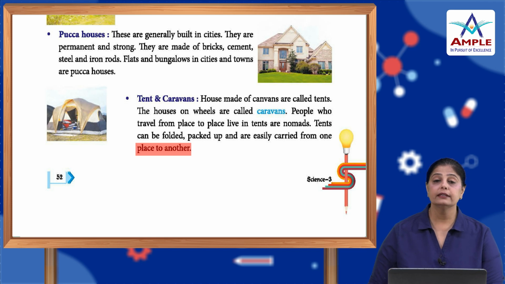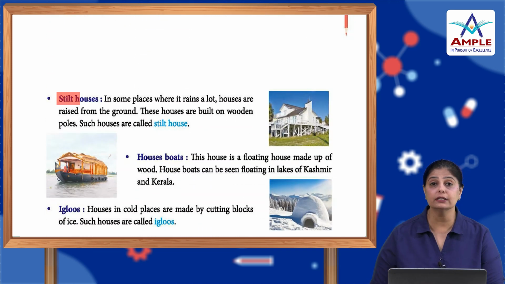Now then there is another type of house which is called the stilt house. In some places where it rains a lot, houses are raised from the ground. These houses are built on wooden poles. Such houses are called stilt houses. So there are areas where there is a lot of rainfall, and then there are chances of flooding. That is the reason why people build their houses on stilts or poles.